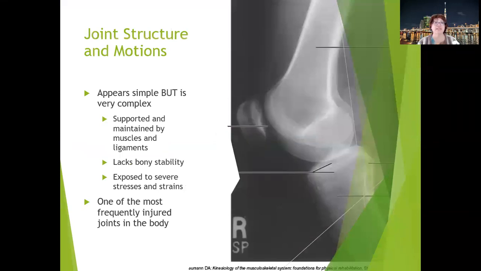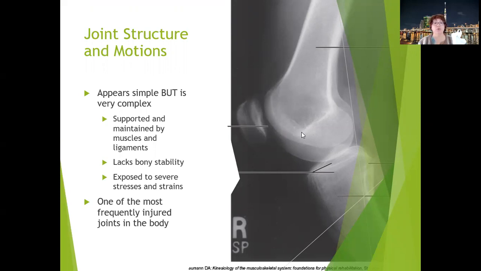So the knee appears to be a pretty simple joint. And in fact, when I was in school, they used to talk about the knee as a hinge joint and only talk about flexion and extension of the knee, but it's actually pretty complex. It's two joints, the tibiofemoral joint and the patellofemoral joint. So the joint between the tibia and the femur, and the joint between the posterior side of the patella and the patellar groove on the femur.